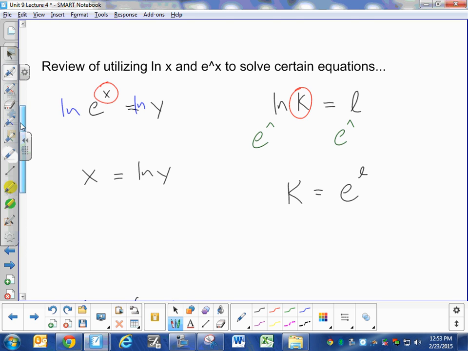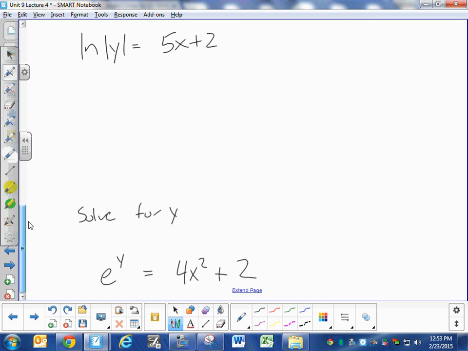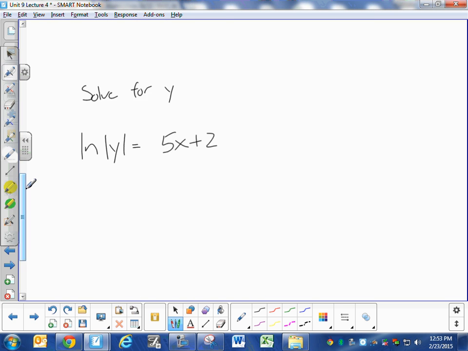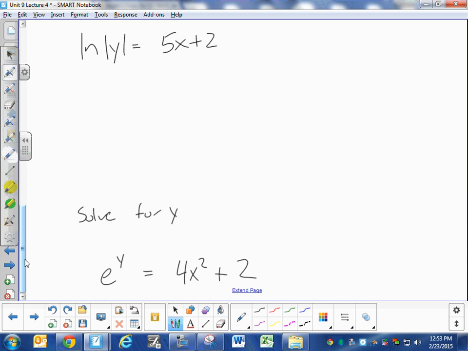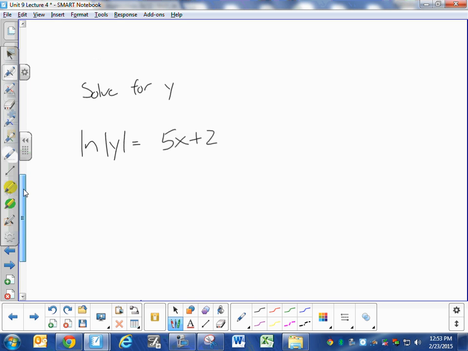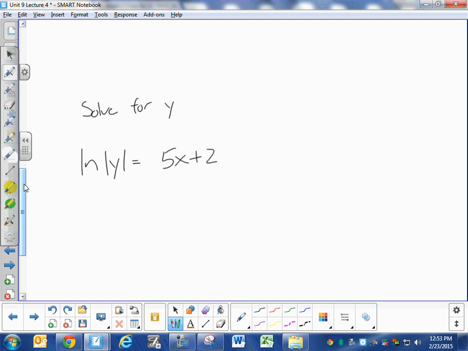Okay? Now, we will have to solve for y, and y might be in a log, or y might be in a power of e. So we need to be prepared for this. So let's look at the first one here. If I wanted to solve for y, and it's in log absolutes, I would take e to the power of both sides.